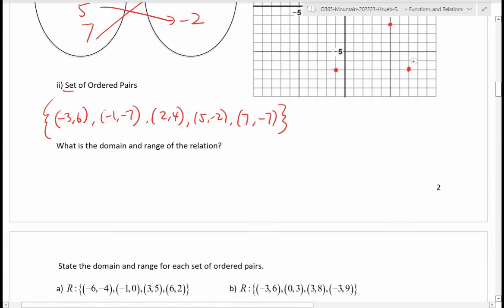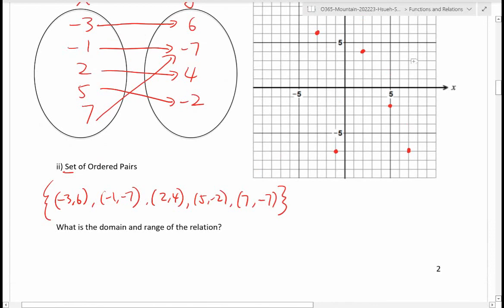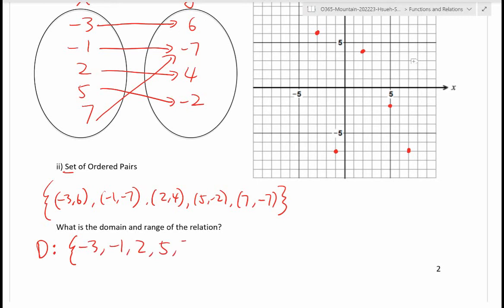Okay, finally, what is the domain and range of this relation? So again, the domain, you need to write it as a set. So domain, usually we just write D, equal sign. Domain is a set of x values, right? And what are these x values? Well, they are -3, -1, 2, 5, and 7. Range is a set of y values. What are they? They are 6, -7, 4, and -2. Okay, so those are our domain and range.